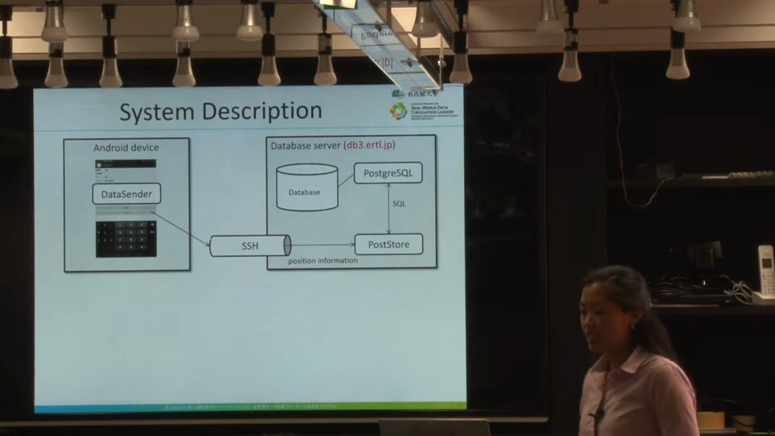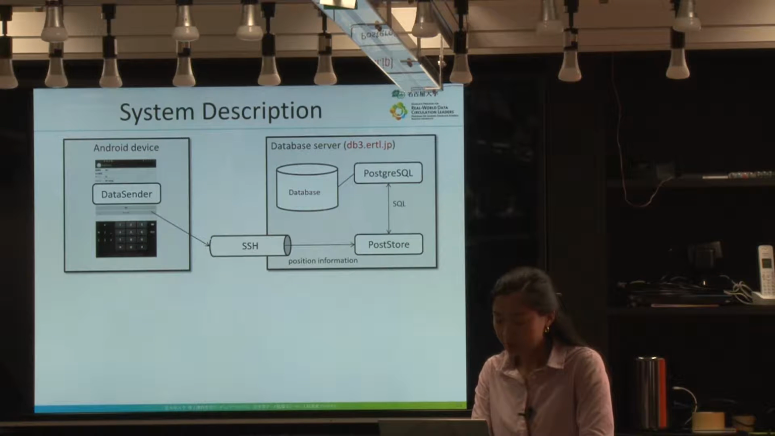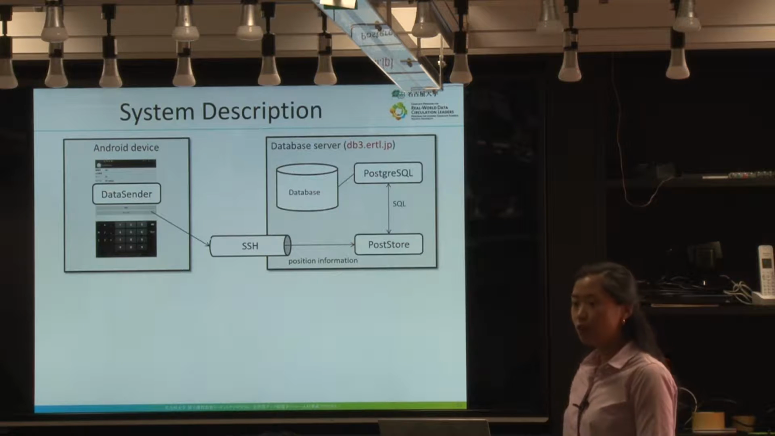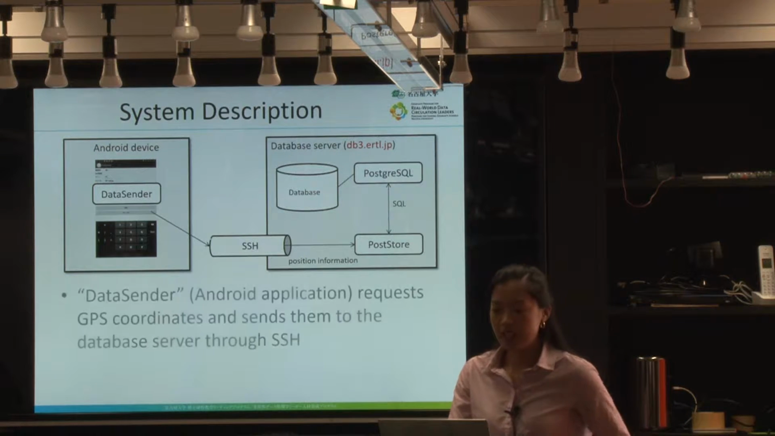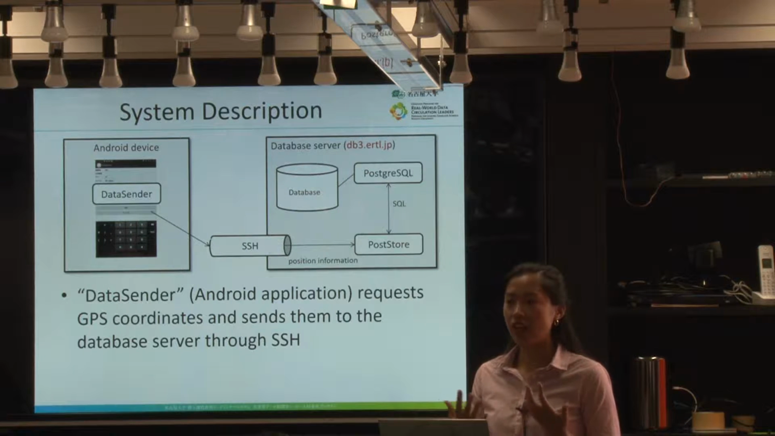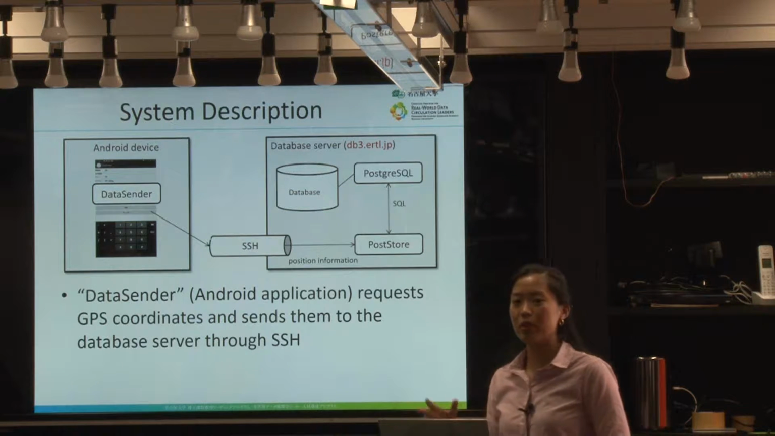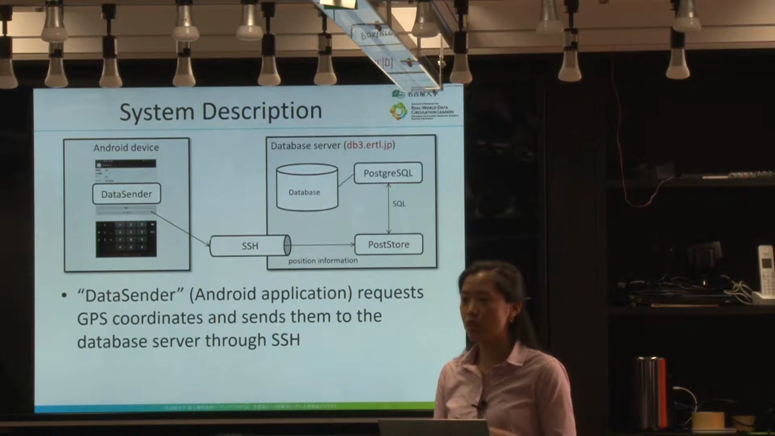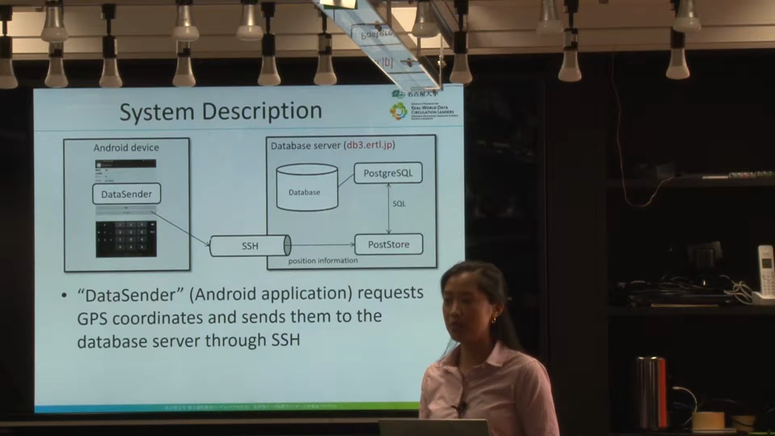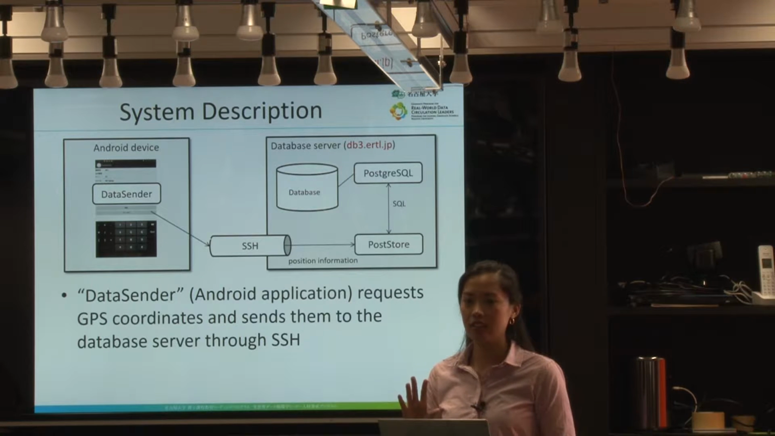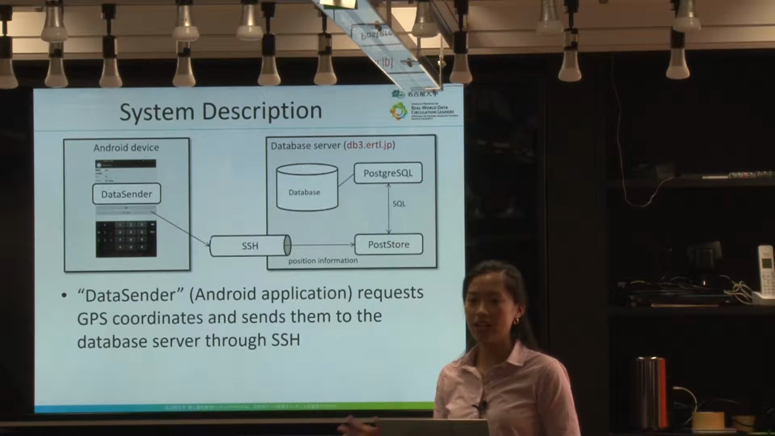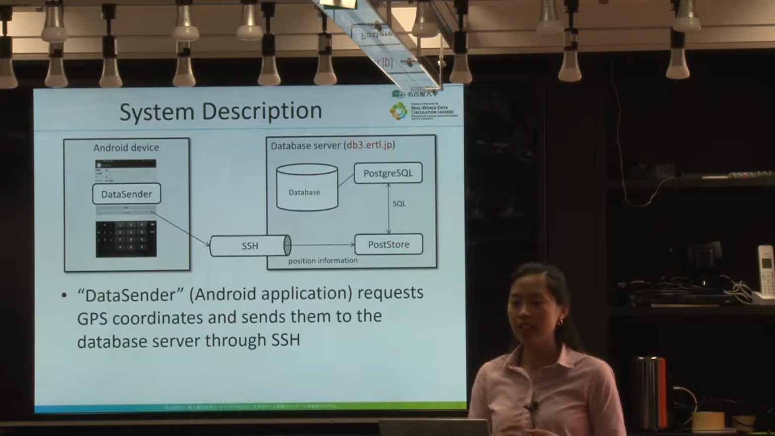So the system that we're going to design, as a review, is like this. This is the workflow of the system. Basically, we have a data center Android application that will request GPS coordinates and send them through to the database server through SSH. I don't know if you still remember, but last week our exercise was to connect to the database DB2 and create your own database, create a table, and add some information. So basically, that's what we're gonna do.